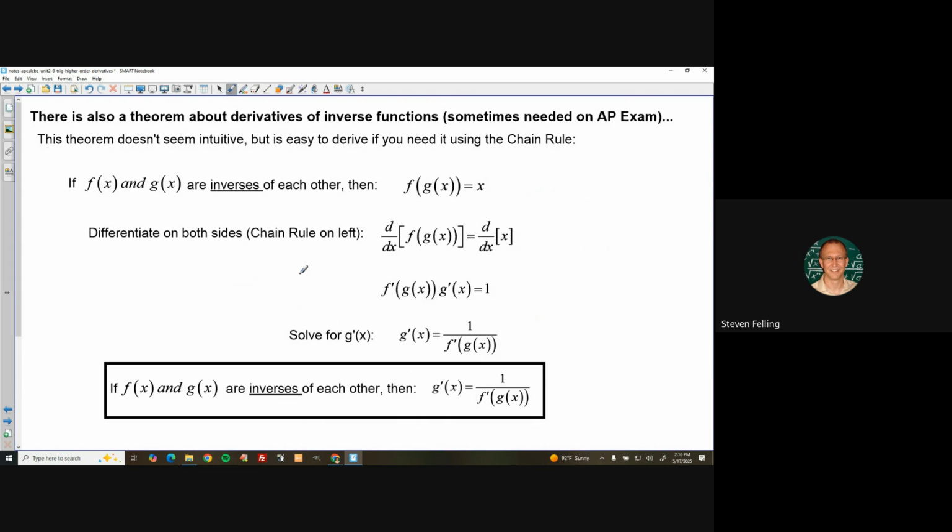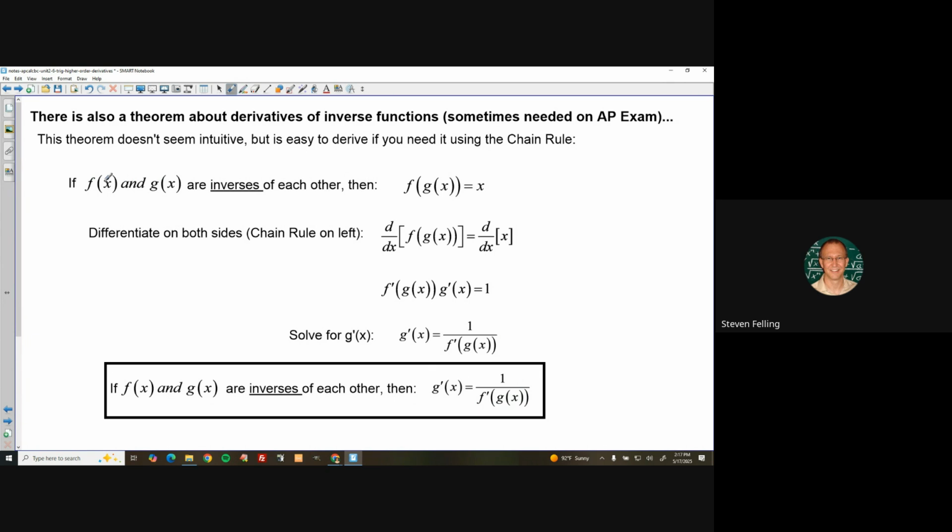It's not frequently encountered, but occasionally you do see this on a multiple choice question on the AP exam. If you have two functions that are inverses of each other, they undo each other, then it turns out that the derivative of one of the functions is 1 over the derivative of the other function with the inverse of this function plugged in. This can be derived with the chain rule. So let me actually show you what I mean.